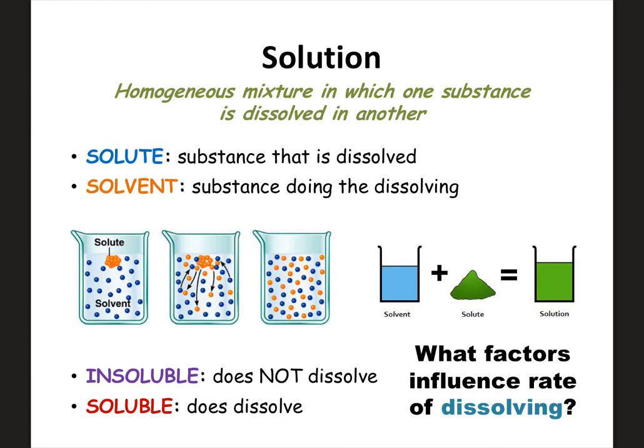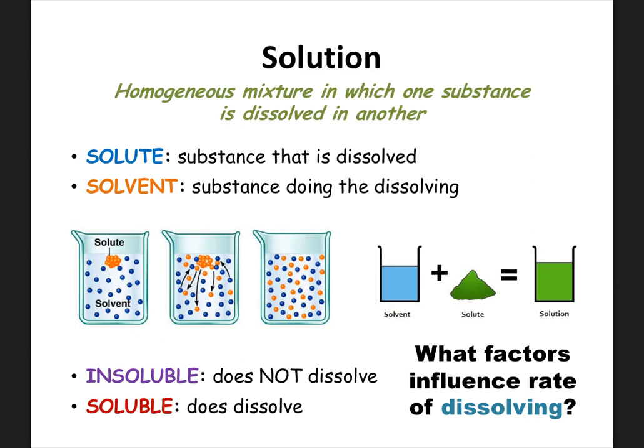A little review here first. Remember, a solution is a type of homogeneous mixture. So it's an evenly distributed mixture here in which one substance is dissolved in another. The solute is the substance that is dissolved, and the solvent is the substance doing the dissolving. So if you look at this picture here, you can see the solute is added, and it's pretty much like the solvent is attacking the solute, and it becomes evenly distributed until you get that homogeneous mixture. All right, so the solute is dissolved by the solvent.